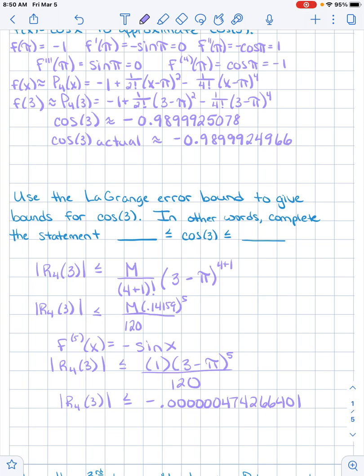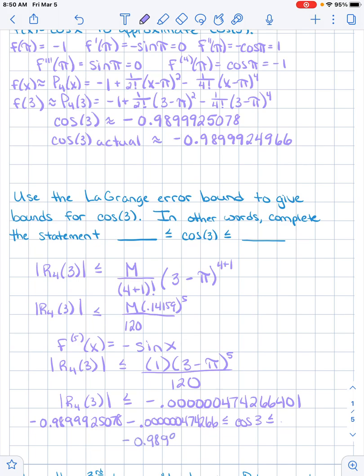So we're saying even though we're estimating all of these things, like we said, m is 1 because that's the highest sine could go, we're still so close to being exact. So when we talk about the error bound, we're going to take what our estimate was, negative 0.9899925078, and I'm going to subtract 0.00123456474266.